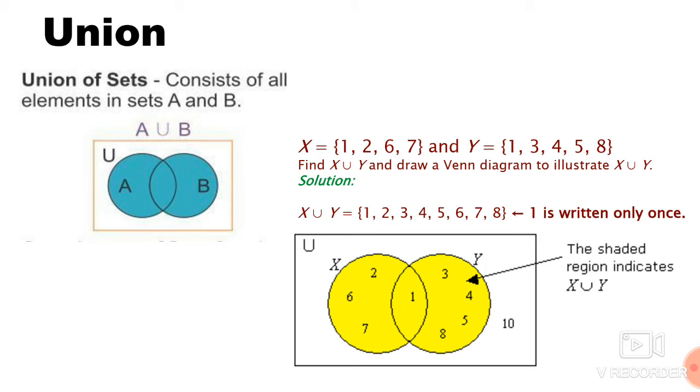To represent X union Y, we will shade both the circles. We will shade the circle which represents set X and the circle which represents set Y, also the overlapped area.